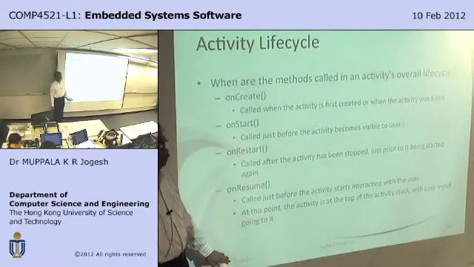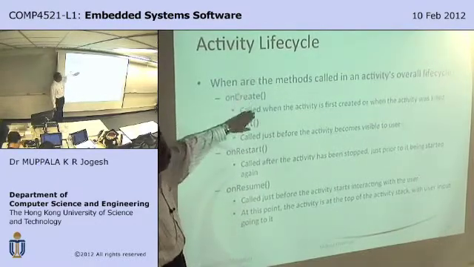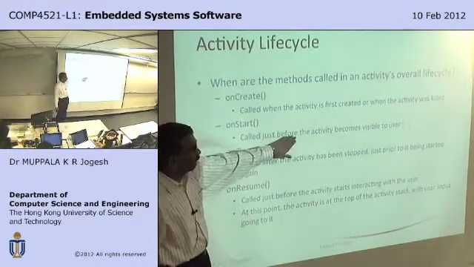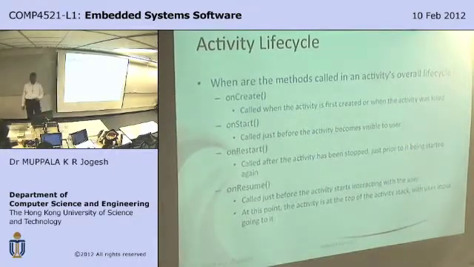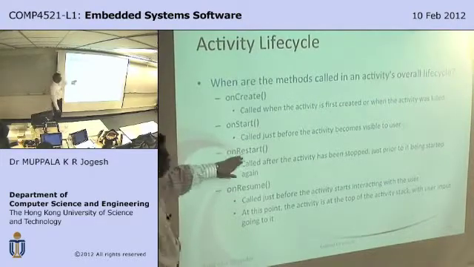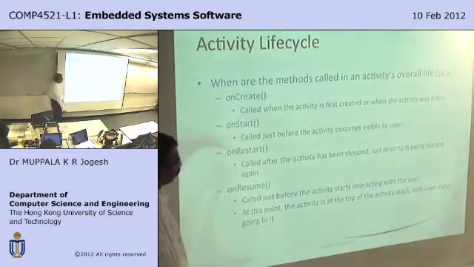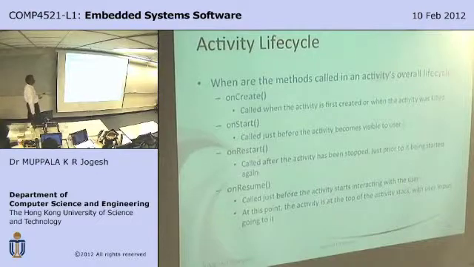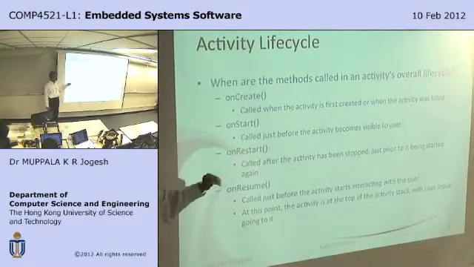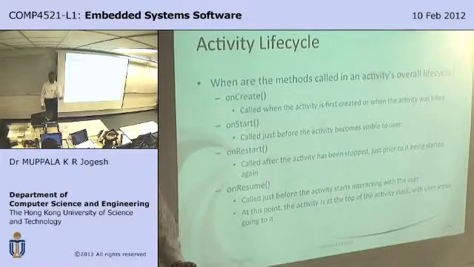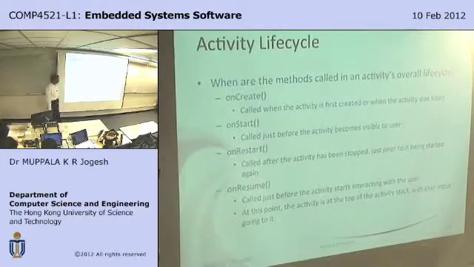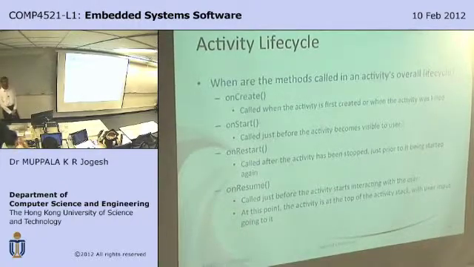In case you missed it the first time around, onCreate is called when the activity is first created, or when the activity was killed and then gets recreated again. onStart is called just before the activity becomes visible to the user. onRestart is called after the activity has been stopped, just prior to it being started over again, when the activity went into the background and then came back up to the foreground. onResume is called just before the activity starts interacting with the user.